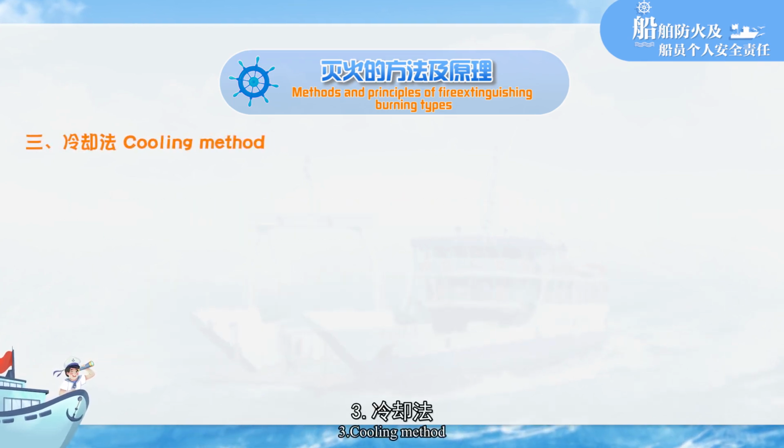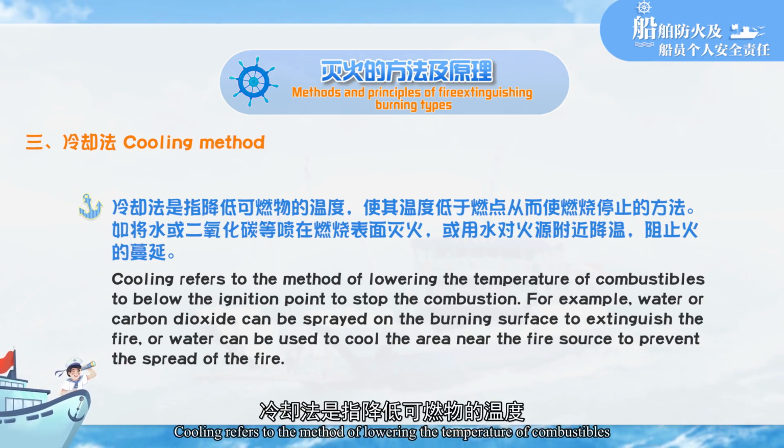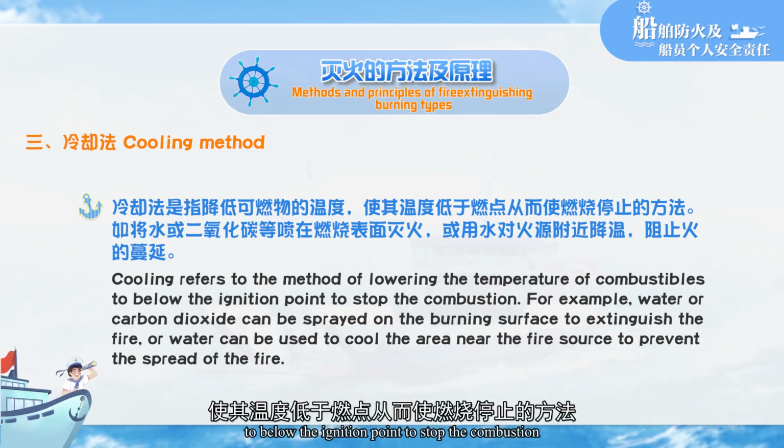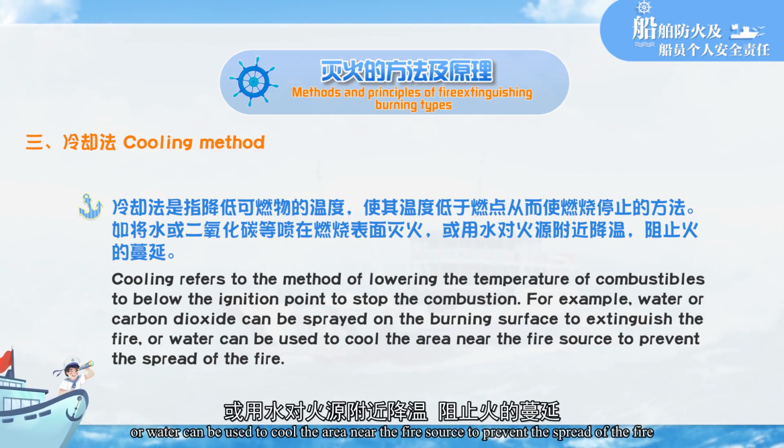3. Cooling method. Cooling refers to the method of lowering the temperature of combustibles to below the ignition point to stop the combustion. For example, water or carbon dioxide can be sprayed on the burning surface to extinguish the fire, or water can be used to cool the area near the fire source to prevent the spread of the fire.